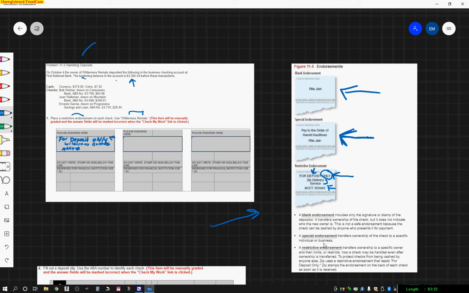For deposit only, the name of the business, which is your business, you're depositing it into your account, and then the account number. I'd appreciate it very much if you would indicate that you are putting an account number there. Even though we're not provided it, I'd like it very much to be there.